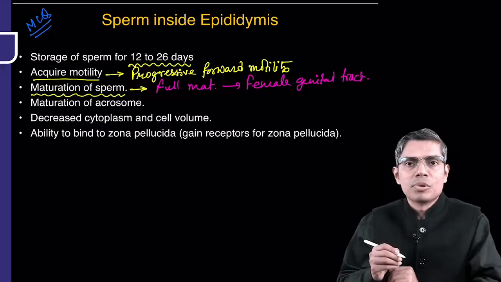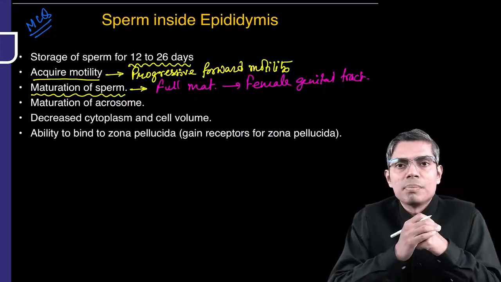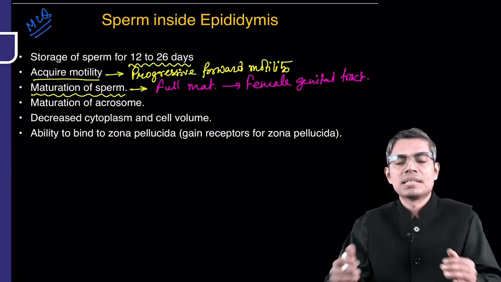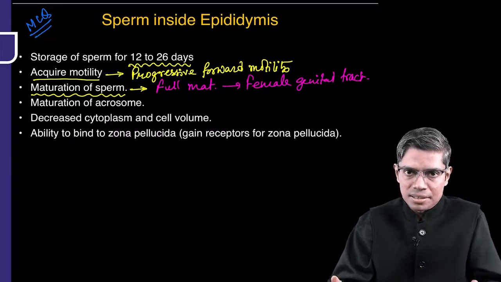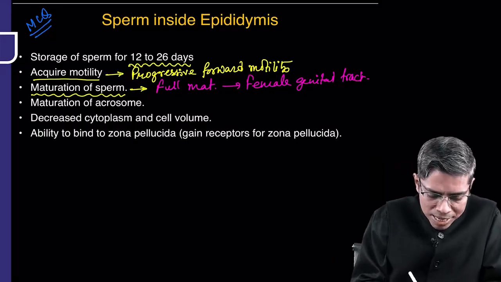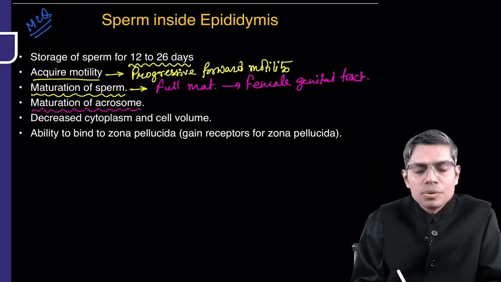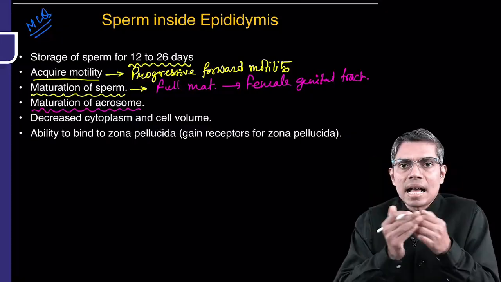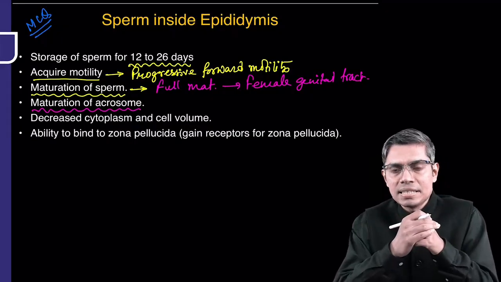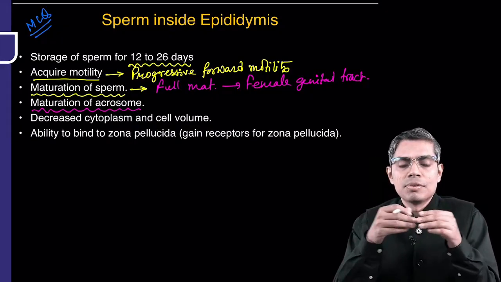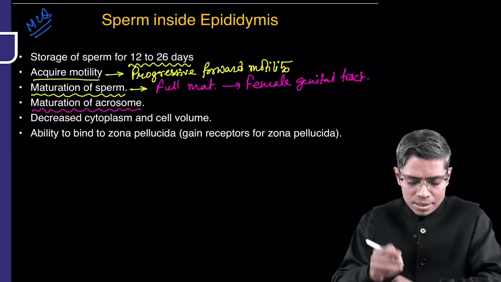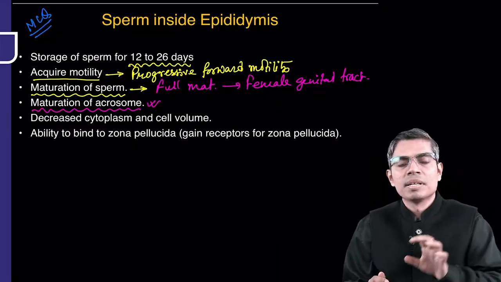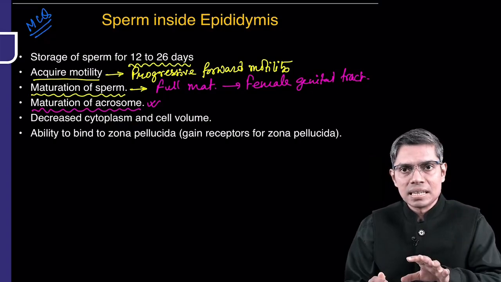That final motility, or the full maturity of the sperm, means the process of capacitation, which is going to happen inside the female genital tract, right? Okay. Then maturation of the acrosome: at the head of the sperm there is a cap which is known as the acrosome, which contains certain enzymes which are helpful during the process of fertilization. This synthesis and maturation of the acrosome also occur when the sperm is staying inside the epididymis.